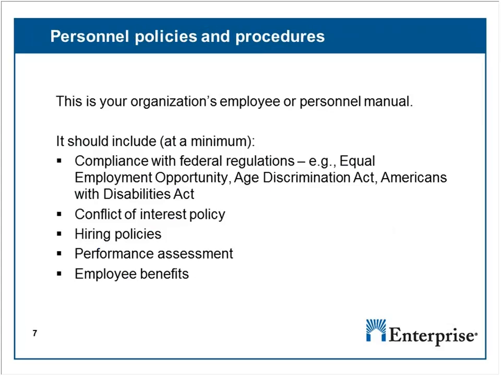Personnel policies and procedures will be in your organization's employee or personnel manual. At a minimum, these should include statements that the organization complies with federal regulations such as the Equal Employment Opportunity Act, Age Discrimination Act, and Americans with Disabilities Act. You should have a conflict of interest policy, procedures for employee hiring and performance assessments, and a listing of employee benefits.